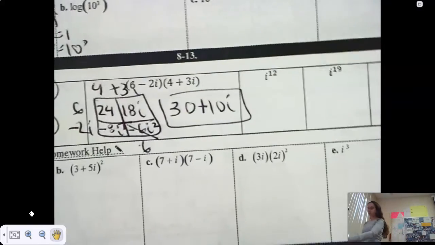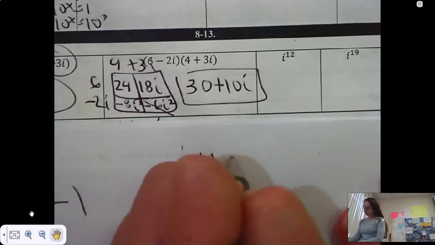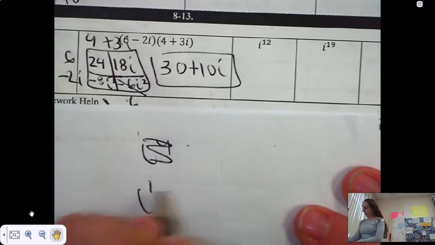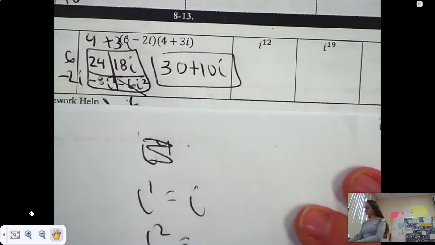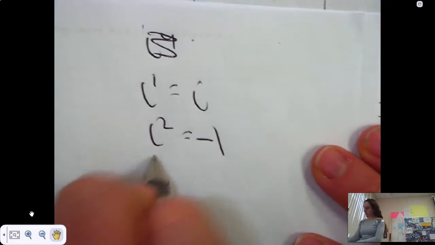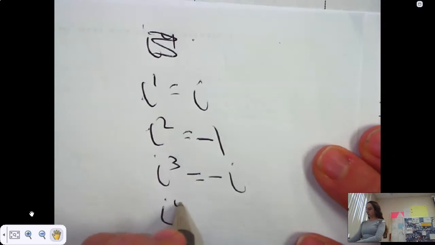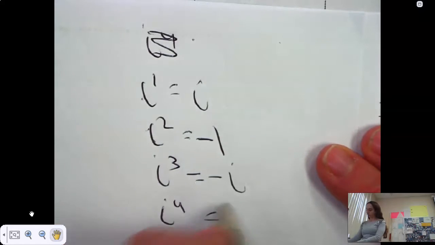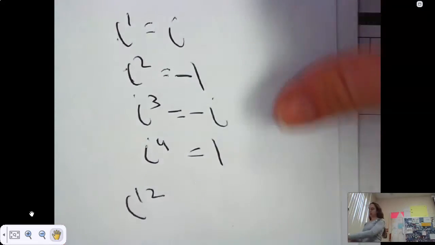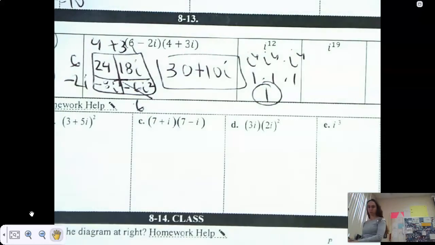Okay? i to the 12th. If you remember, i to the 4th. Okay, so let's do this one. So i to the 1st is i. i squared, we learned back over here, was negative 1. i cubed is i squared times i to the 1st, which is negative i. i to the 4th is i squared times i squared, which is 1. So if I have i to the 12th, I really have an i to the 4th, an i to the 4th, and an i to the 4th, which is 1 times 1 times 1, which is 1.